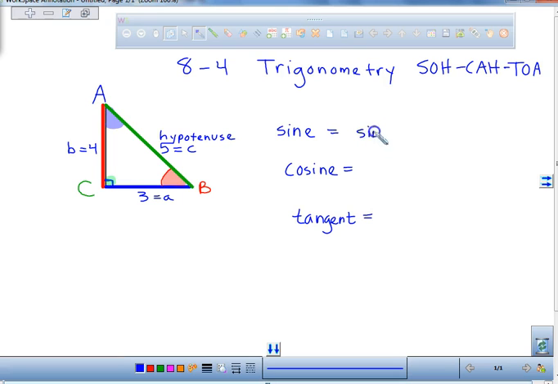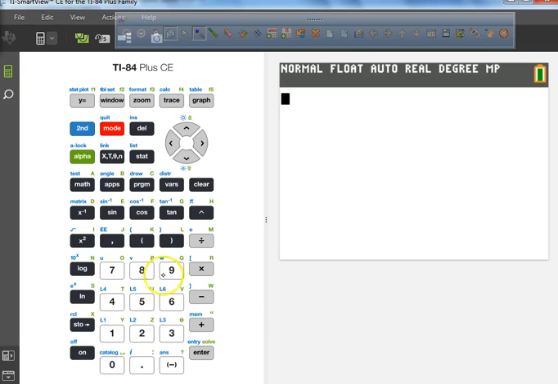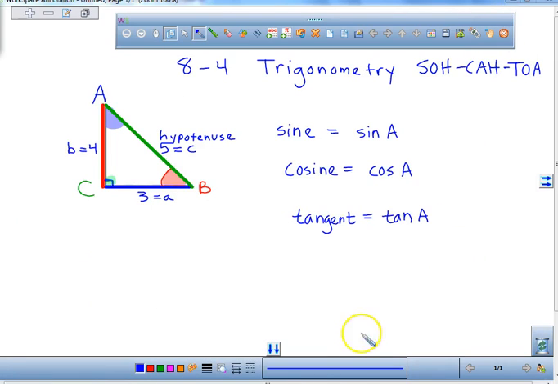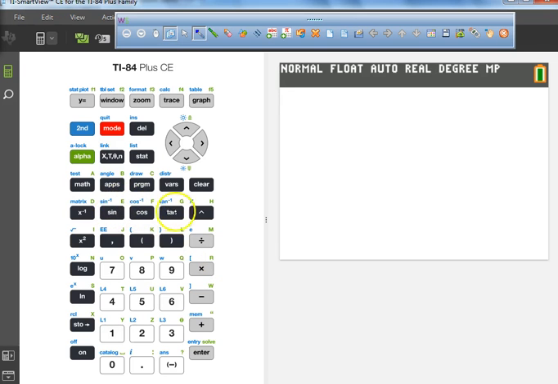So I want you to write condensed. The abbreviation for sine is S-I-N. You'll notice you can find that on your graphing calculator. The abbreviation for cosine is C-O-S, and for tangent, T-A-N. So on your graphing calculator, you should find the sine button, the cosine, and the tangent button. If you want to know where those are, they're right here. Here's sine, here's cosine, here's tangent. We'll use those in a little bit.